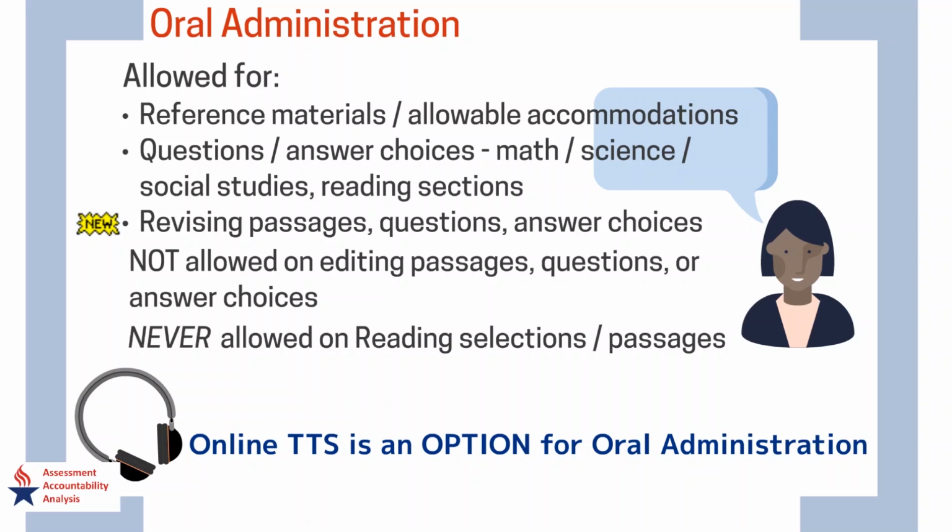New for 2018-19, students taking Grade 4 and 7 Writing or English 1 and 2 EOC may now have revising passages, test questions, and answer choices read aloud through both methods: STAR Online with text-to-speech or STAR Paper with oral administration. Remember, this applies only to revising, not to editing. Also, remember that you may never read a reading selection or passage to a student.